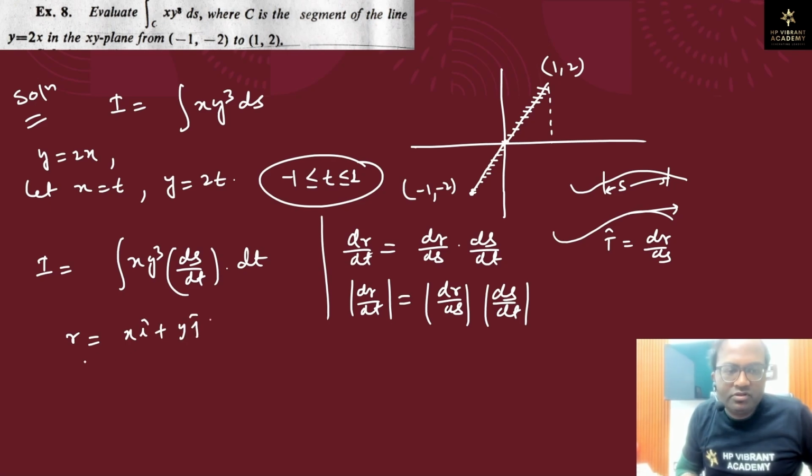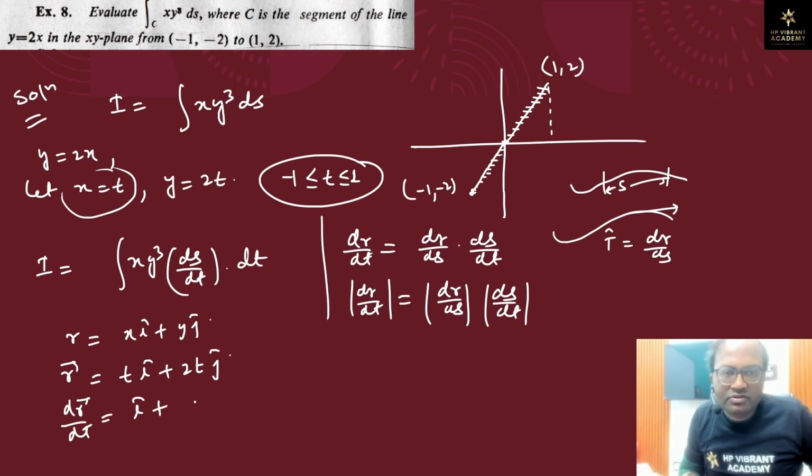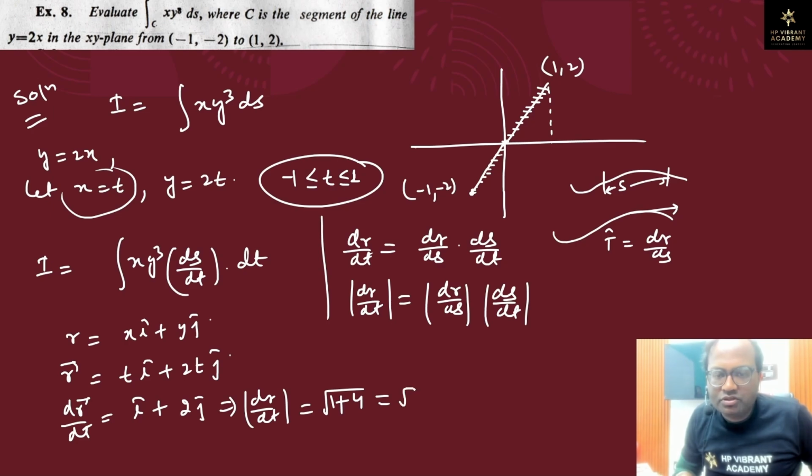Now let us take r equal to x i cap plus y j cap. In terms of t, we have the value of x as t and y as 2t. So the r vector is equal to t i cap plus 2t j cap. So we have dr upon dt as i cap plus 2 j cap. From here, the modulus of dr upon dt is equal to the square root of 1 plus 4, which is root 5.